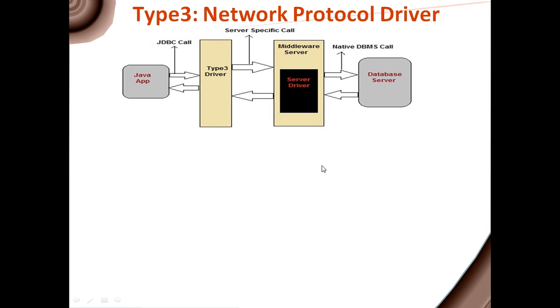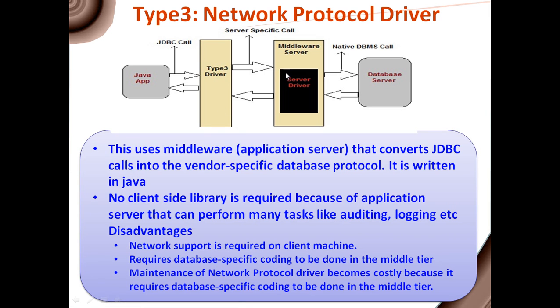In the case of type 3 there is going to be a middleware layer, which could be called a server driver, or a middleware server, and this in turn will convert and make a call to the native database call. So here the type 3 driver is going to make a server specific call. As I was mentioning, it relies on a middleware, something called an application server, which will convert the JDBC calls into the vendor specific database protocol.